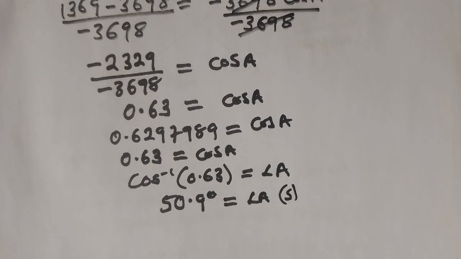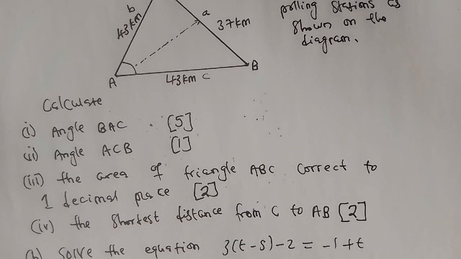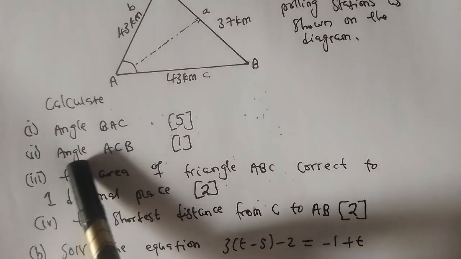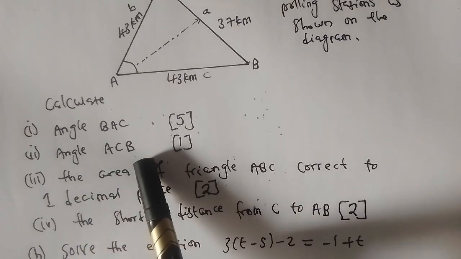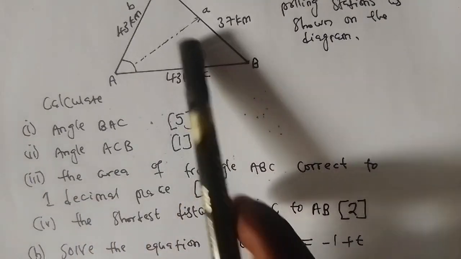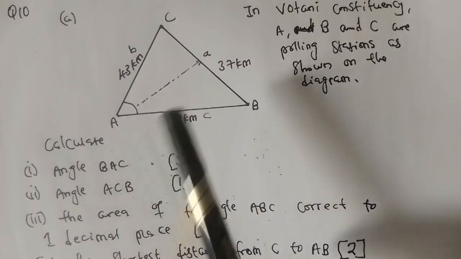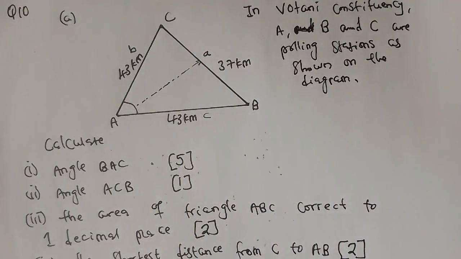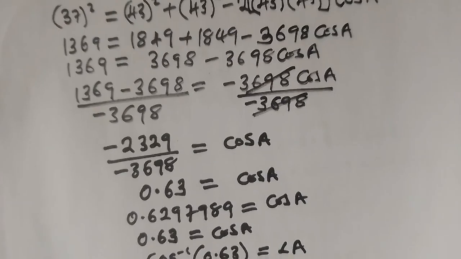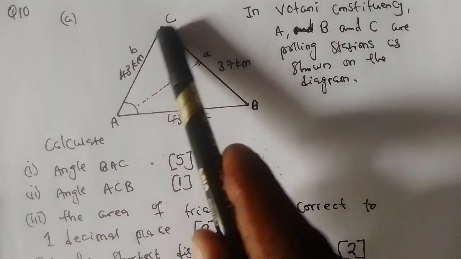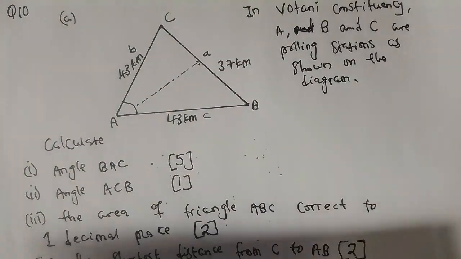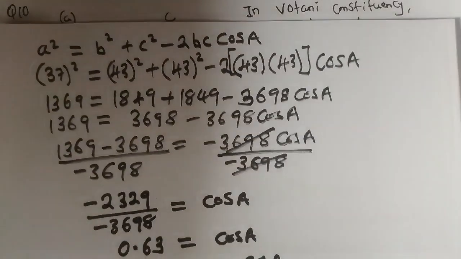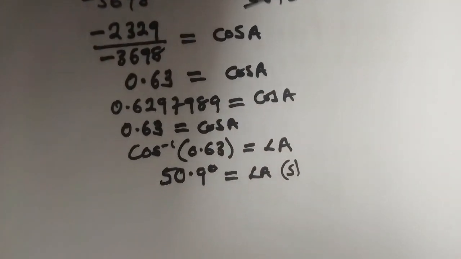Okay, so question 2, find angle ACB. Angle ACB means the angle at C. What you're supposed to do to find this angle is use the sine rule.